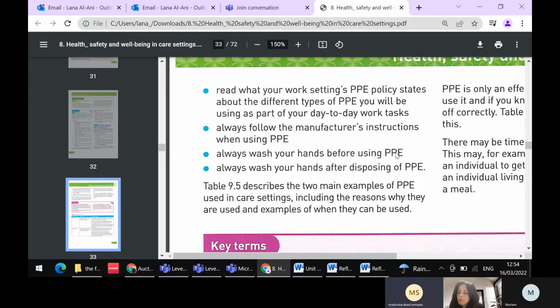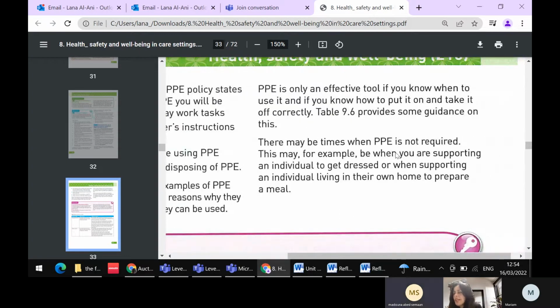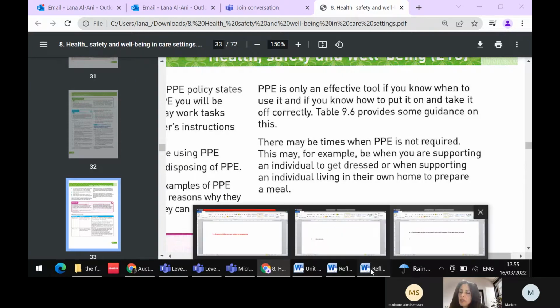So they are only effective to be used once. You can't repeat it. I can't hold it or put it in my pocket to use another time. Otherwise, this will spread infection. Also, if I'm supporting an individual with dressing, with feeding, or preparing a meal for them, all these are situations where I should use the PPEs.